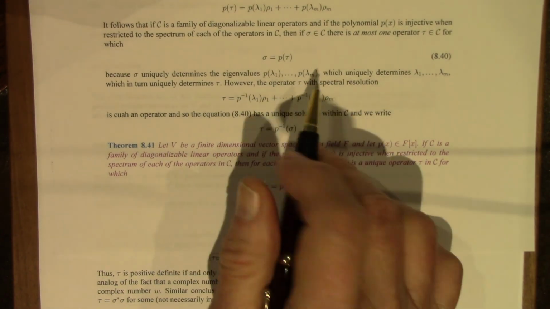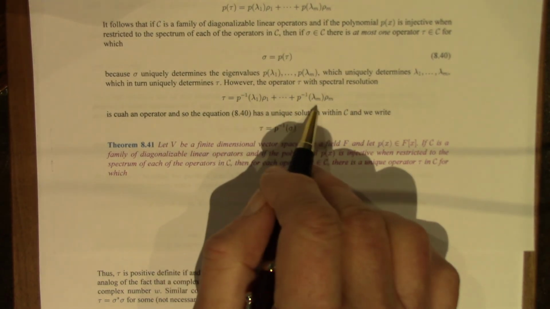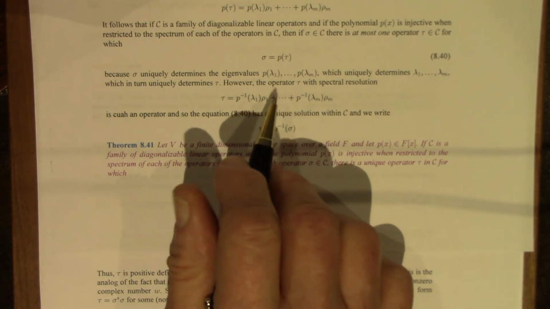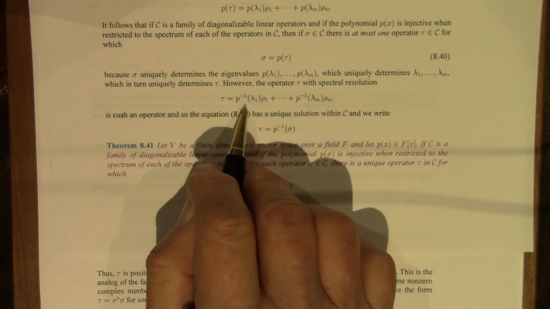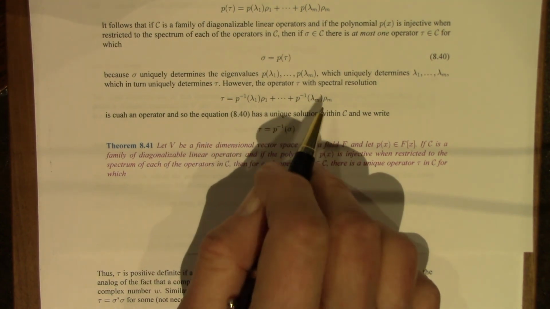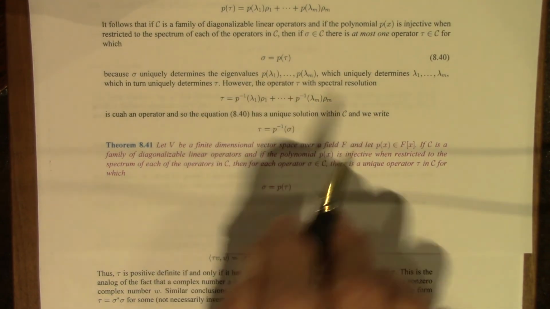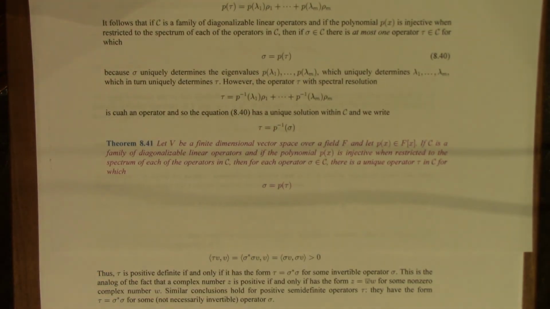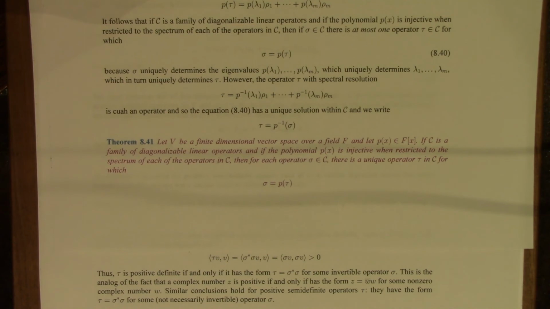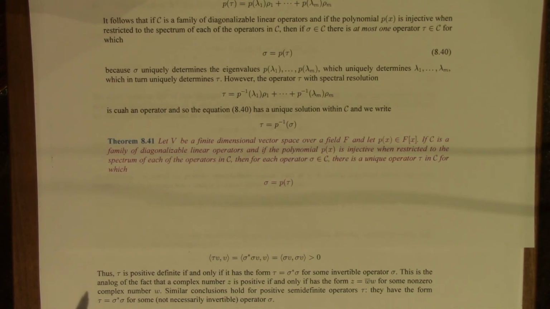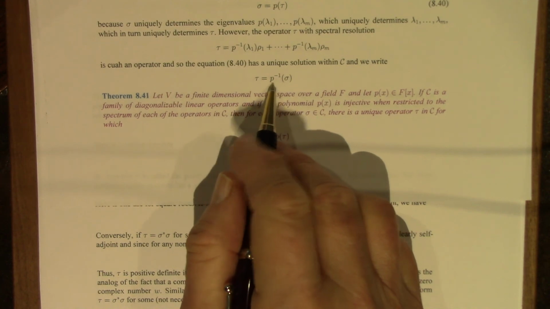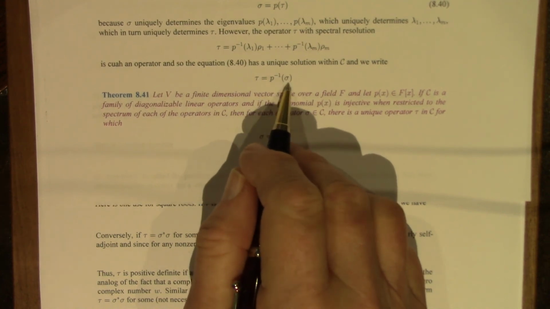But for this operator, we can take P inverse of the lambdas, because again, P is injective. This operator does fit this equation. So in other words, this equation has a unique solution within the family C. Okay. And we could call it P inverse of sigma.